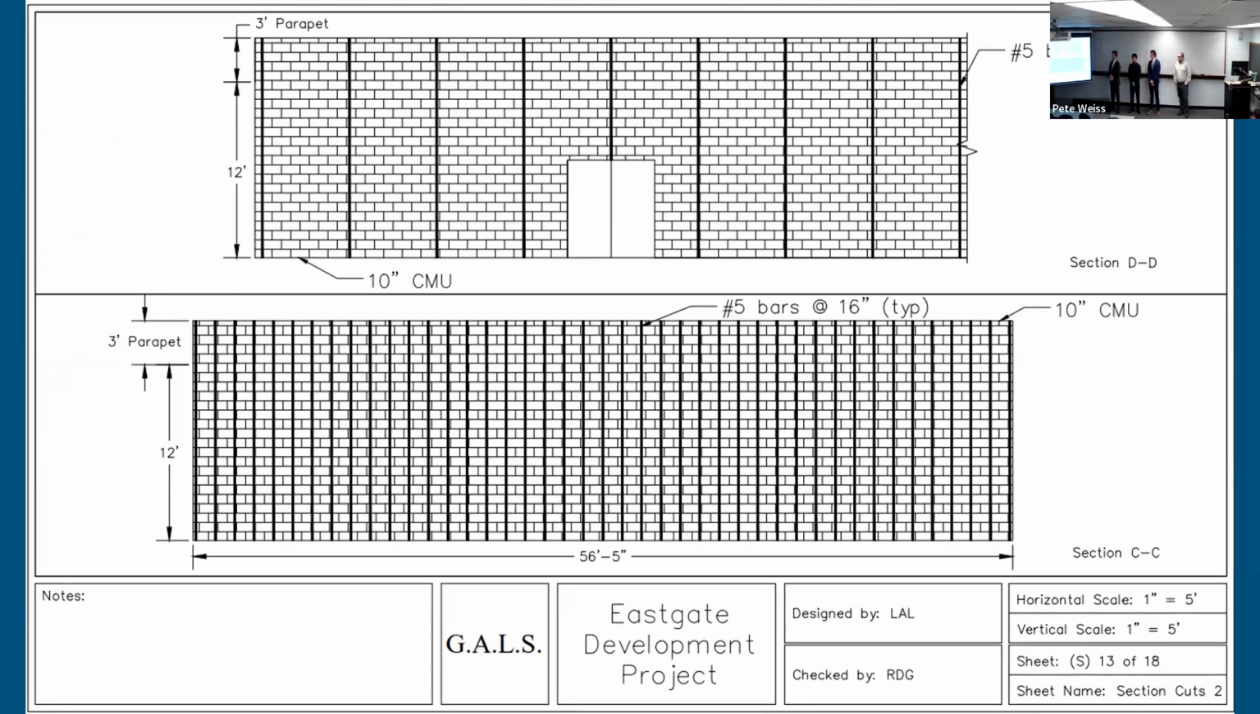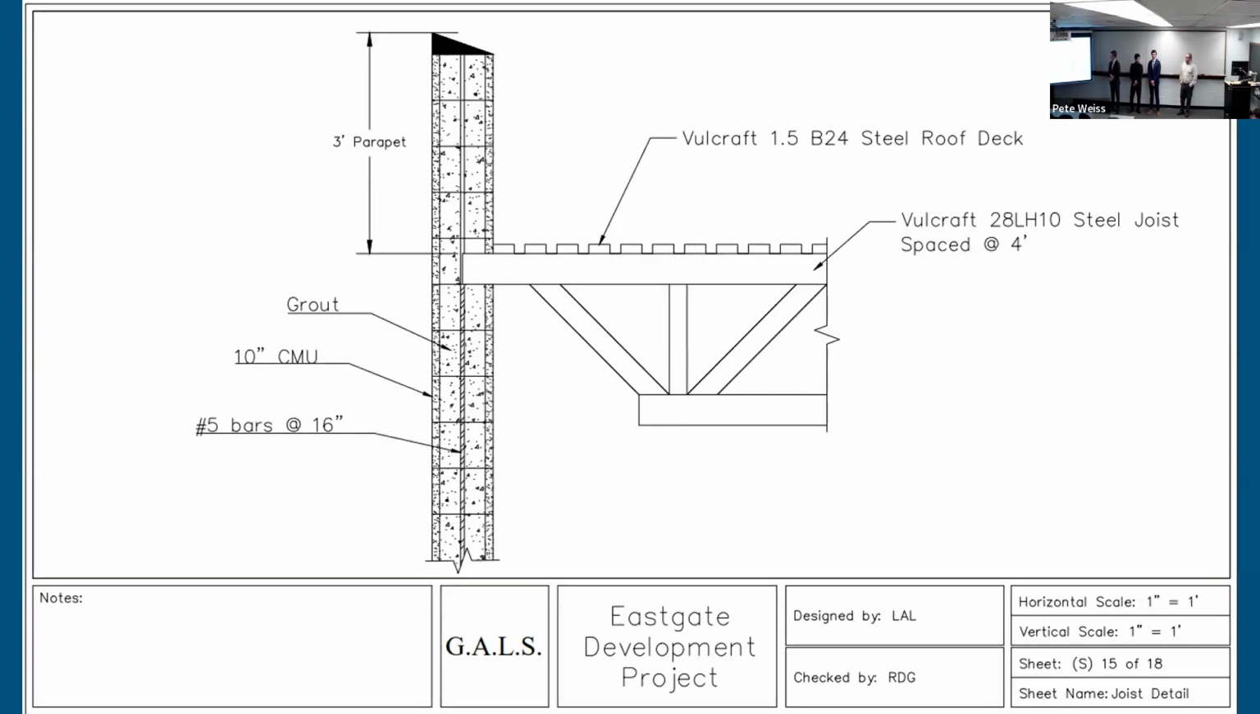This wall runs parallel to the joist, which is why there's less reinforcement. It carries less load than the walls that are supporting the actual joist, which you can see down here. More detailed view is here. You can see we selected 10-inch concrete masonry units, number 5 bars spaced at 16 inches. We utilize long span steel joists and a steel roof decking.